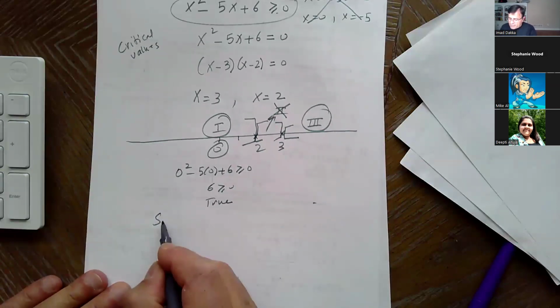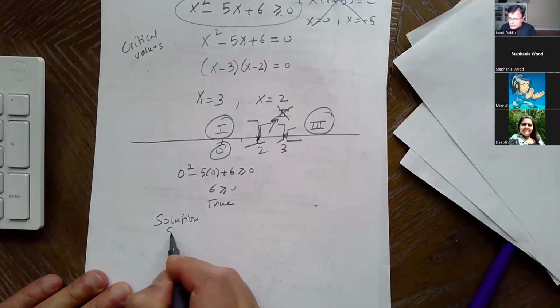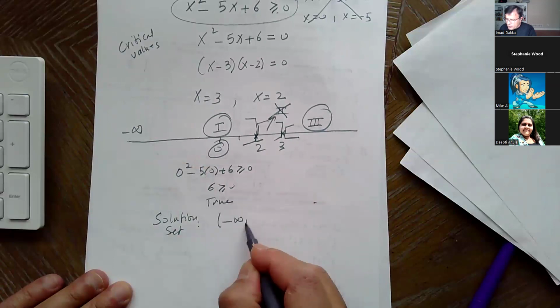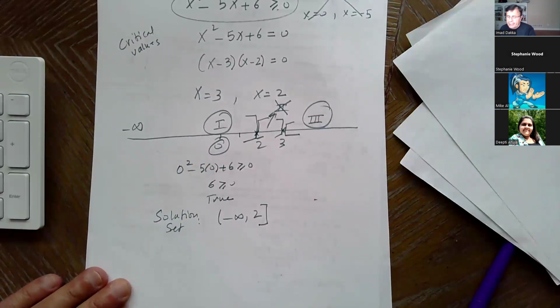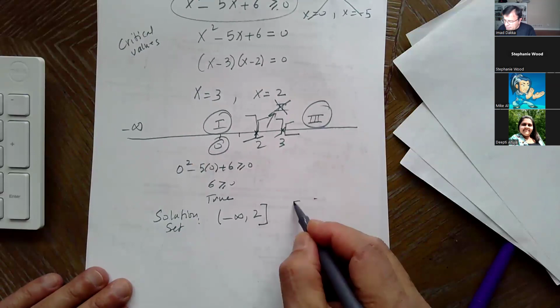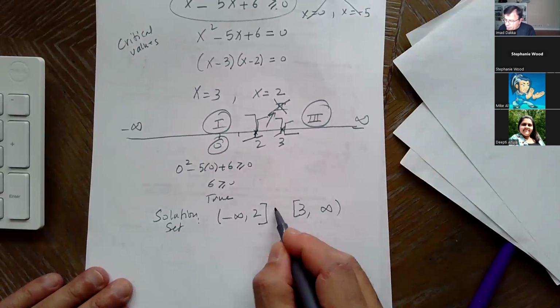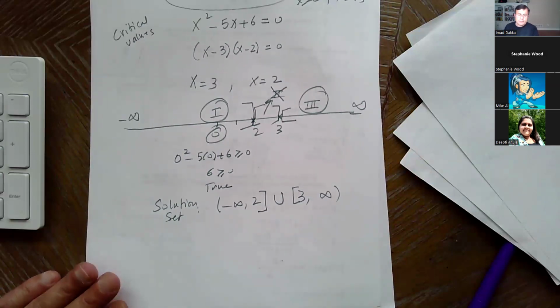So my solution set, we should always write it in interval notation. Interval 1 is from -infinity to 2, 2 included, so we put a bracket. And then interval 2 is 3 to infinity. And we put a union to say it's this or that.